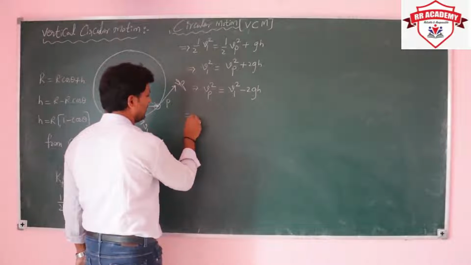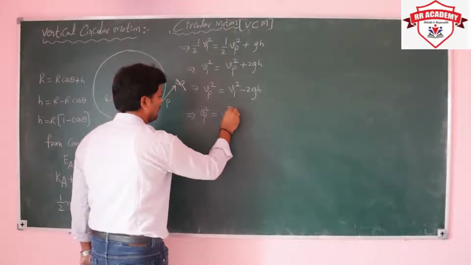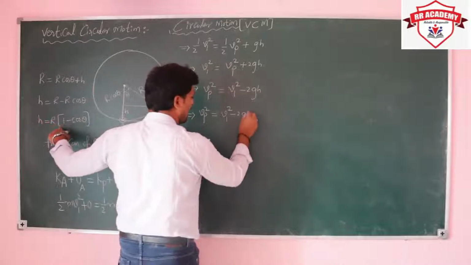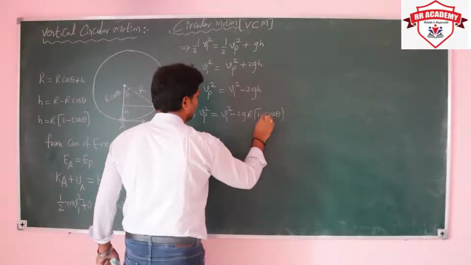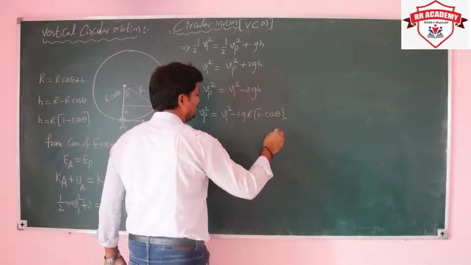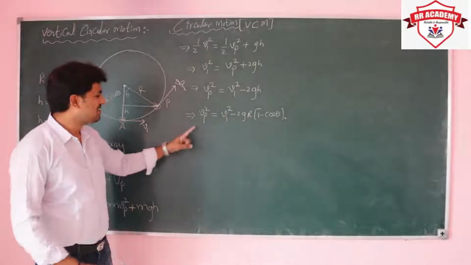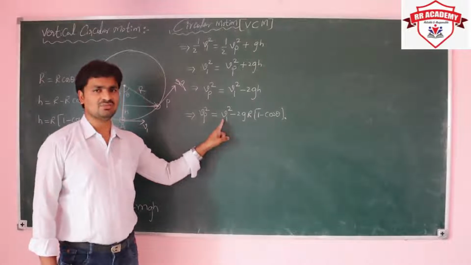Just substitute the value of h. Then you get vp square equal to v1 square minus 2g times h. What is the h value? You have r into 1 minus cos theta. So that is the velocity at point P in terms of v1.